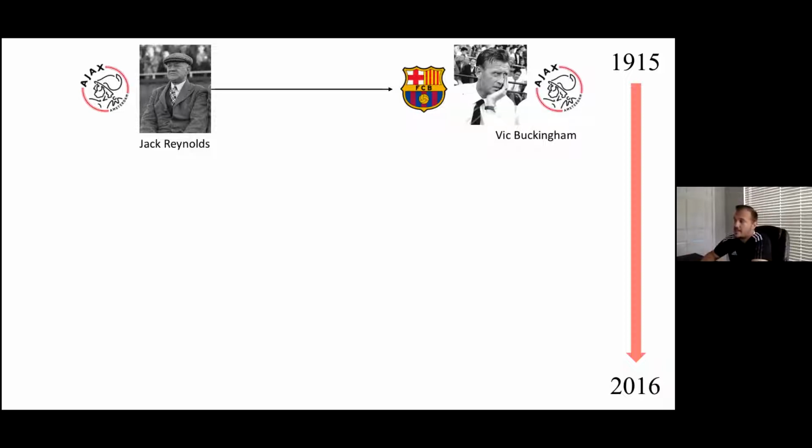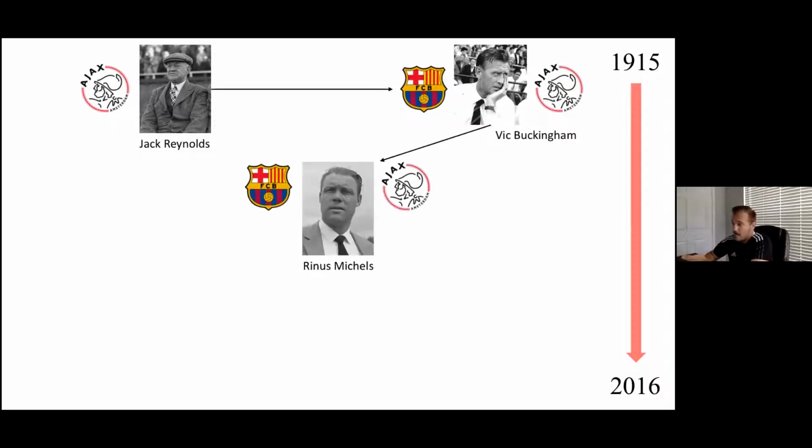At this time in the late 60s, a certain man was developing in this academy of Ajax. And now it's getting towards the people that we understand a little bit more. So Rinus Michels was a player at Ajax during this time that Vic Buckingham was there. Ajax already had the philosophy installed by Jack Reynolds, who was influenced, obviously, by the Queen's Park team of Scotland. Vic Buckingham, who was influenced through a chain of people that I showed you, eventually went to Ajax and then went to Barcelona because of the connection with Jack Greenwell.